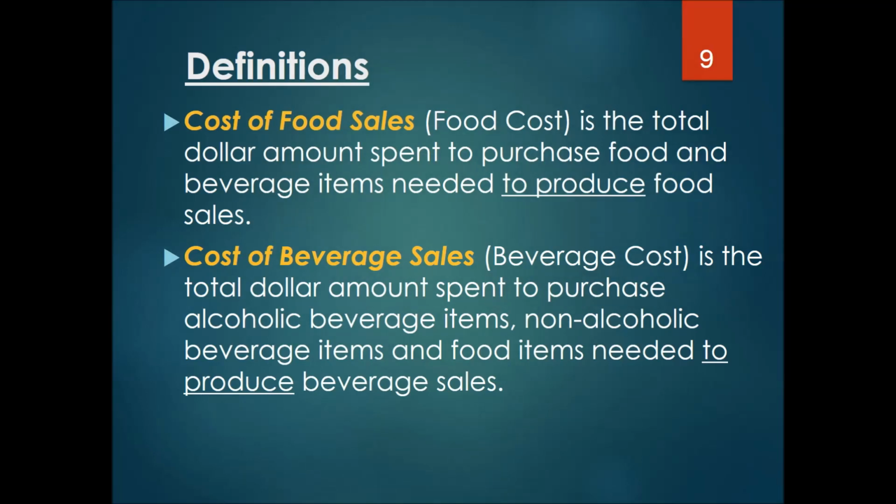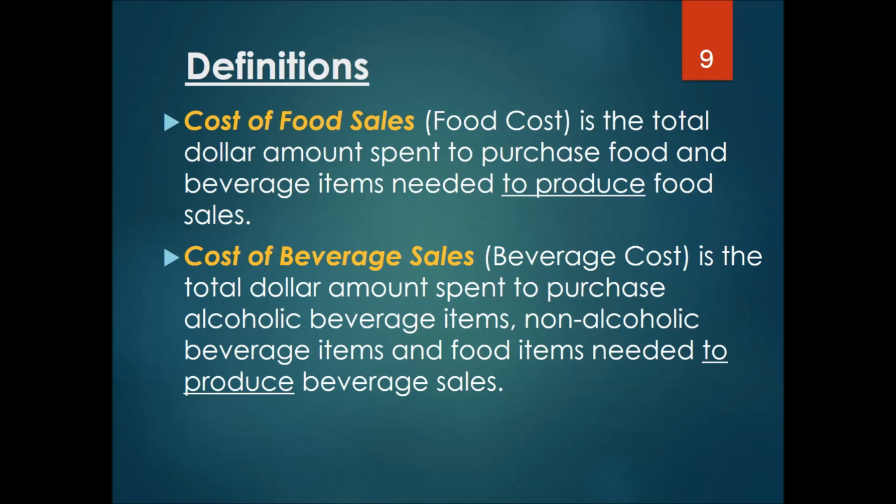So you can see these definitions here on the screen. Cost of food sales, which is our food cost, is the total dollar amount spent to purchase food and beverage items that were needed to produce food sales. Cost of beverage sales, or beverage cost, is the total dollar amount spent to purchase alcoholic beverage items, non-alcoholic beverage items, and any food items needed to produce those beverage sales. For example, celery sticks that may be in a Bloody Mary. Okay, that goes under beverage cost because it was used to bring in those beverage sales.